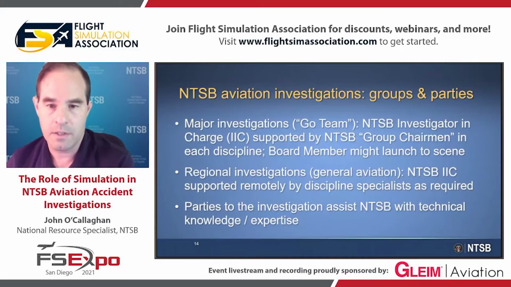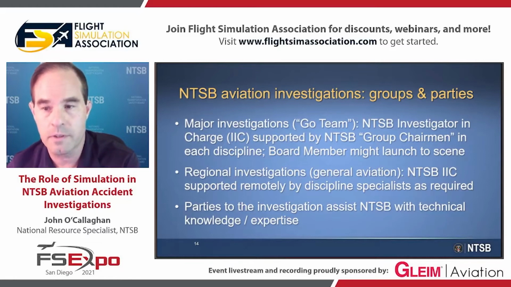Aviation investigations generally are of 2 kinds, depending on their scope. Major investigations, such as those of serious airline accidents, usually prompt a GO team launch from NTSB headquarters in Washington. In these investigations, an investigator in charge, or IIC, leads an interdisciplinary team of experts called group chairmen, each of whom addresses a specific aspect of the investigation. A board member might also launch to the scene with the GO team.